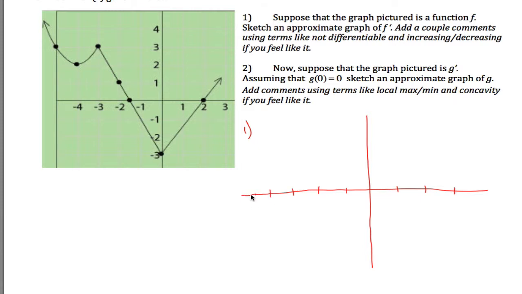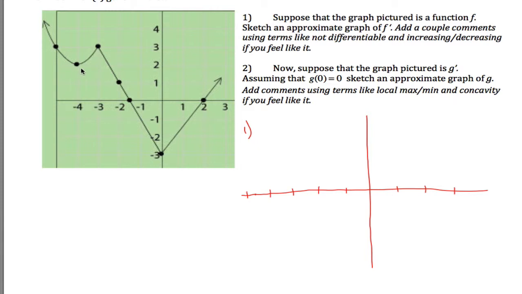Something like this, that goes out a little further than -4. And sketch an approximate graph of f prime. And then add some comments if you want. Okay, it's a little tricky. So the basic idea is you're supposed to look at this and think about what the slope of this thing is at different points.